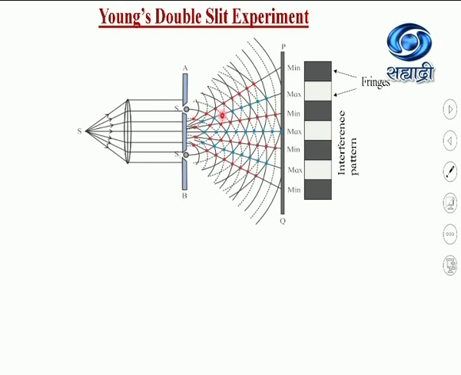The line joining these blue dots meets the screen PQ at a point. This point has the maximum intensity, or this point is called a bright point on the screen, or the region surrounding this point is the bright region on the screen.